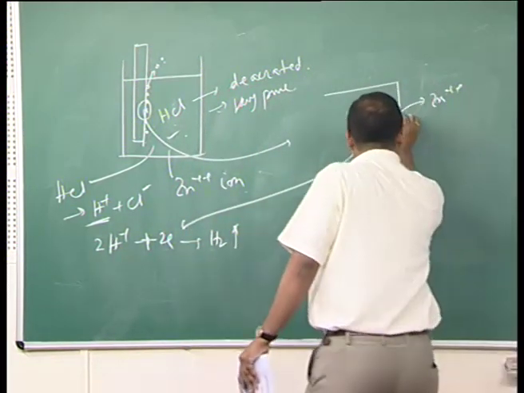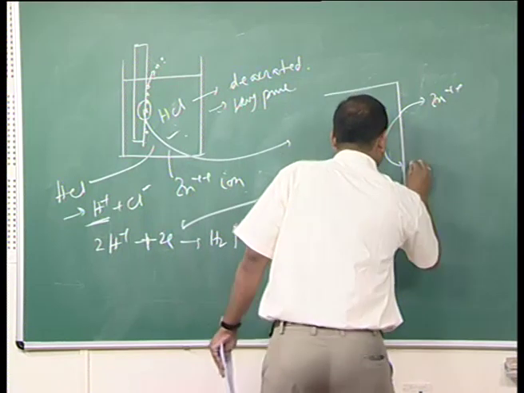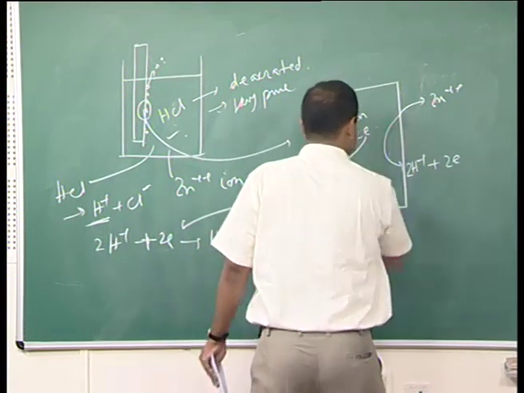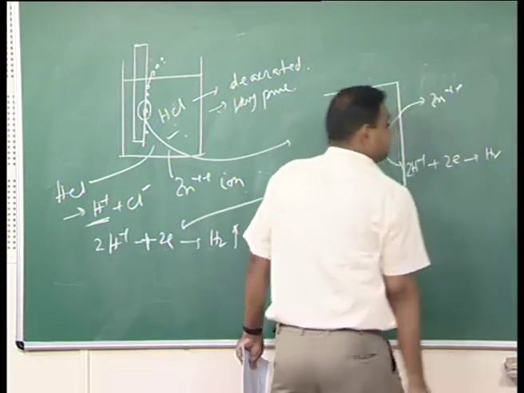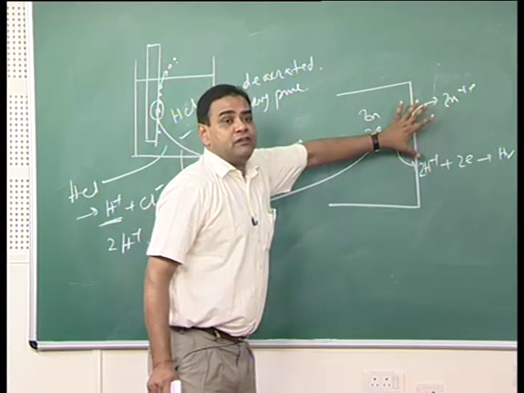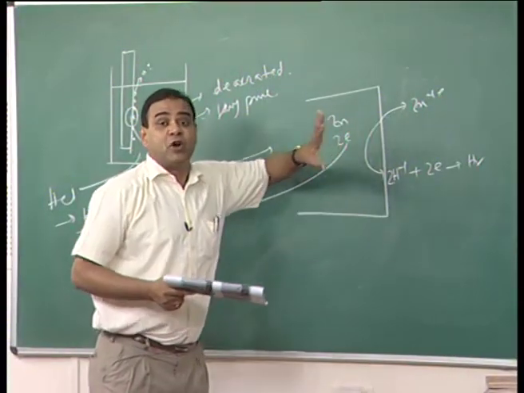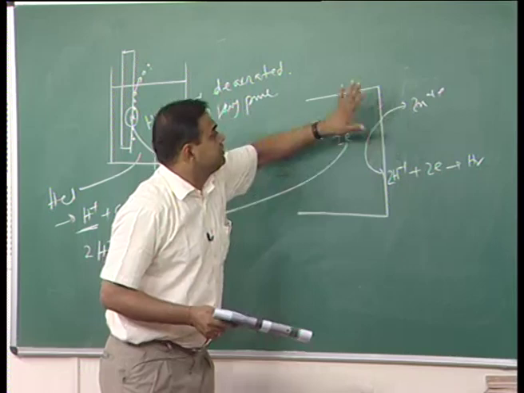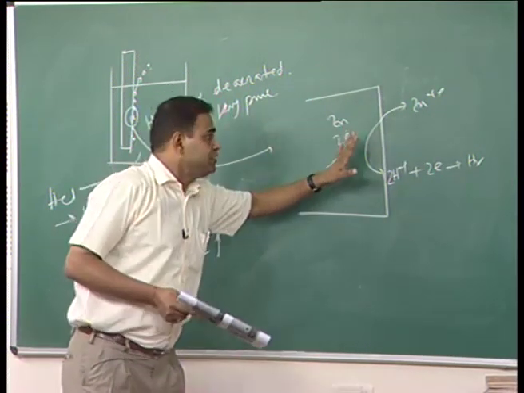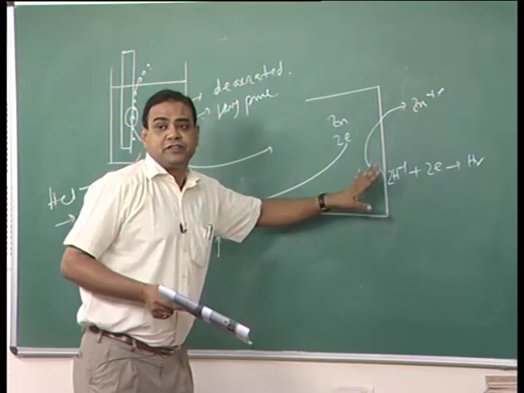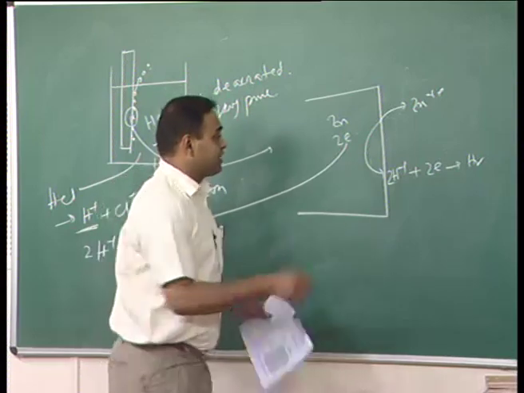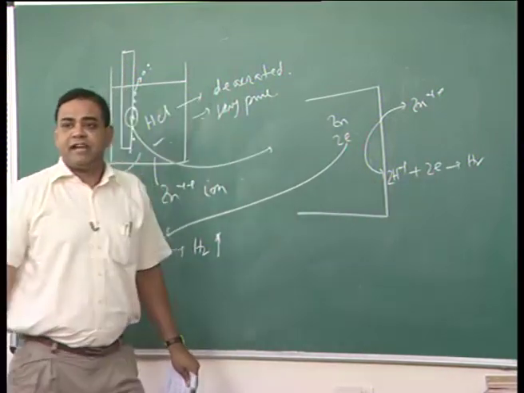So now this electron is coming here, and then 2 hydrogen ions are combining these 2 electrons, forming H2. Now you see, what are those two reactions which involve electron? One is zinc, which is forming zinc ion, leaving 2 electrons, and another one is 2 hydrogen ions combining these 2 electrons, forming H2. Now you see which one is the electron accepting reaction.